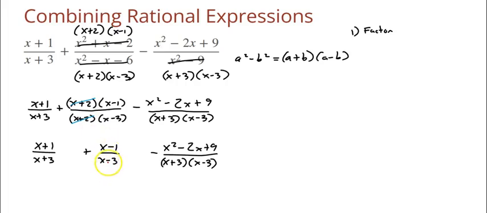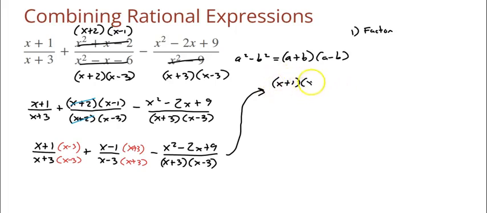So notice this has an x minus 3, but it doesn't have the x plus 3. So let's go ahead and give it the x plus 3. And then we're going to do the same thing here. This has the x plus 3, but let's give it the x minus 3. Okay, and then now notice, since we have a common denominator all the way across, we can go ahead and rewrite this thing, and I'm going to come up here so I give myself a little bit of room. And so I end up having x plus 1, x minus 3, plus x minus 1, x plus 3.